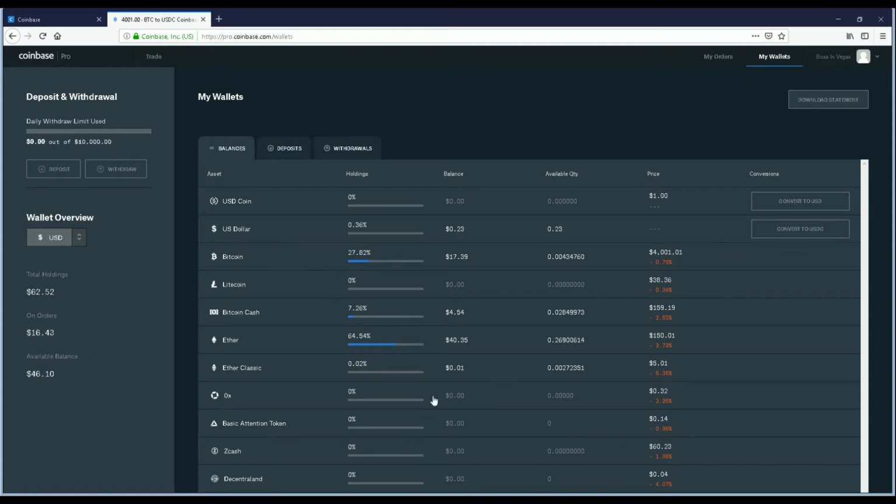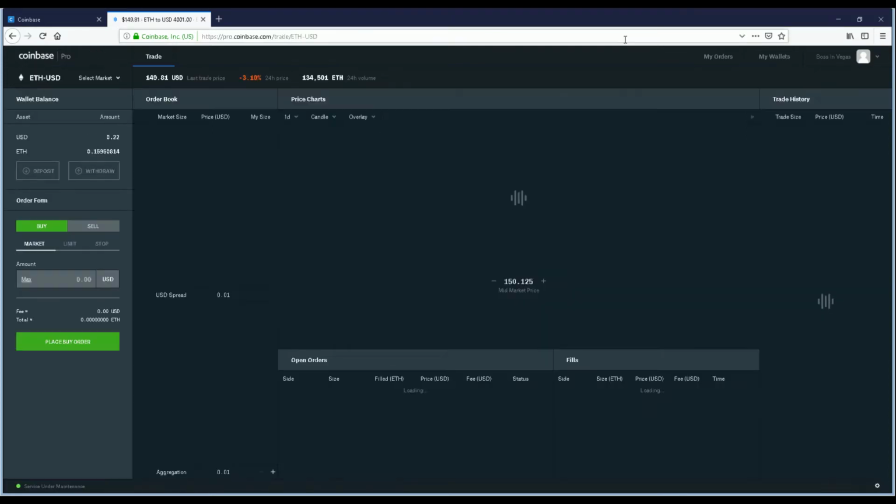So you see what we've got holding here. We've got some Ether to play with, $40 worth. We've got some Bitcoin to play with, and some Bitcoin Cash. We can't really buy anything right now unless we sell. But actually, like I said, it says I have $16 on orders. So let's go to that, because I could.